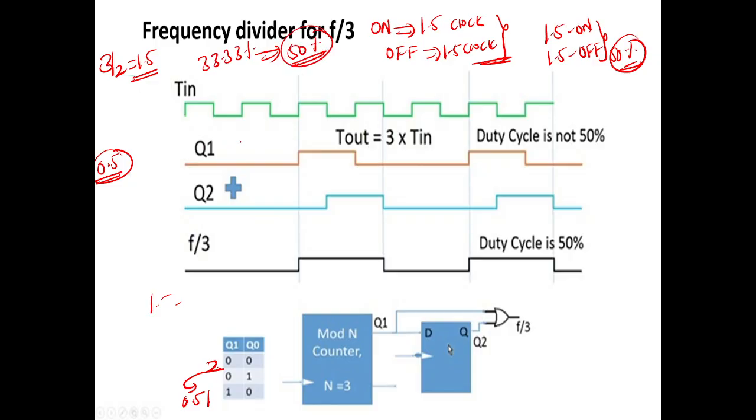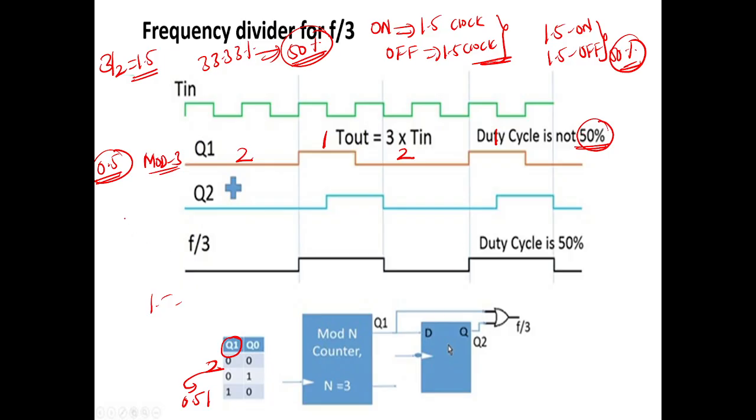Okay, so see here, this is Q1. Q1 is nothing but the output of the mod 3 counter. This is off for how many clock cycles? Two clock cycles. This is on for one clock cycle. Here also two clock cycles and one clock cycle. So here the duty cycle is not 50%. You need to make this 50%. So I need to alter this frequency by how much? 1.5. For this, I am using this D flip flop.